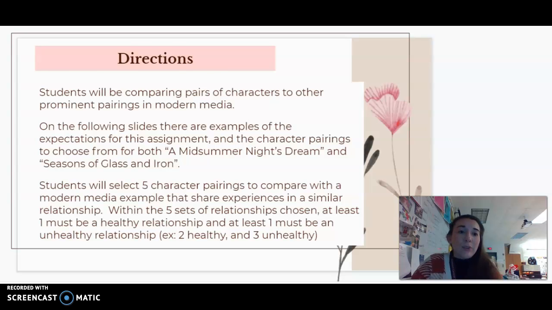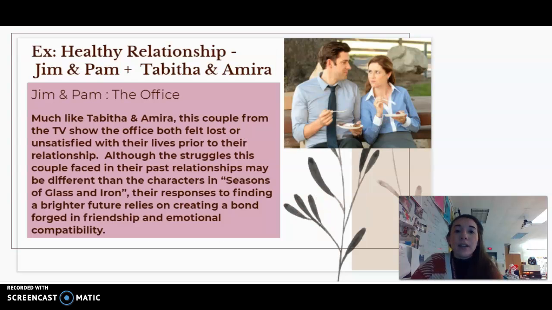What I'm looking for is that you can take character pairings and determine whether you feel that they are in a healthy relationship or if they are in an unhealthy relationship, and start to analyze why an author might set a relationship in motion in this way, and if we really should maybe idolize these characters.